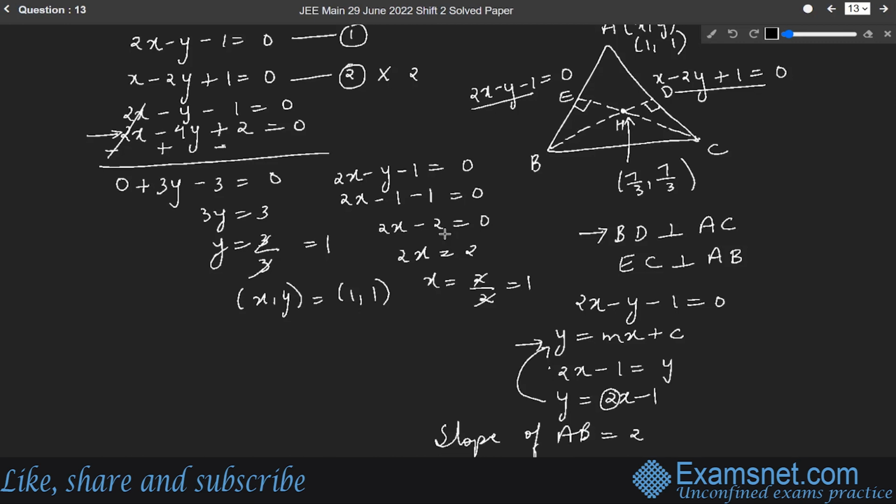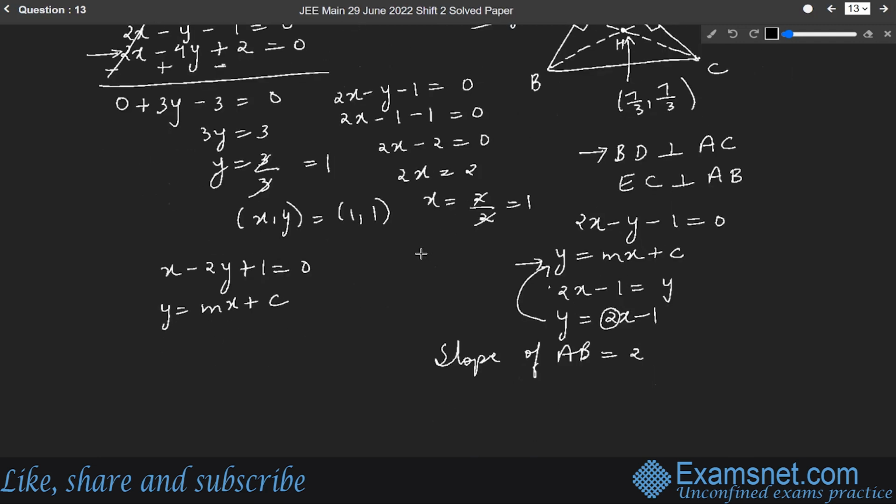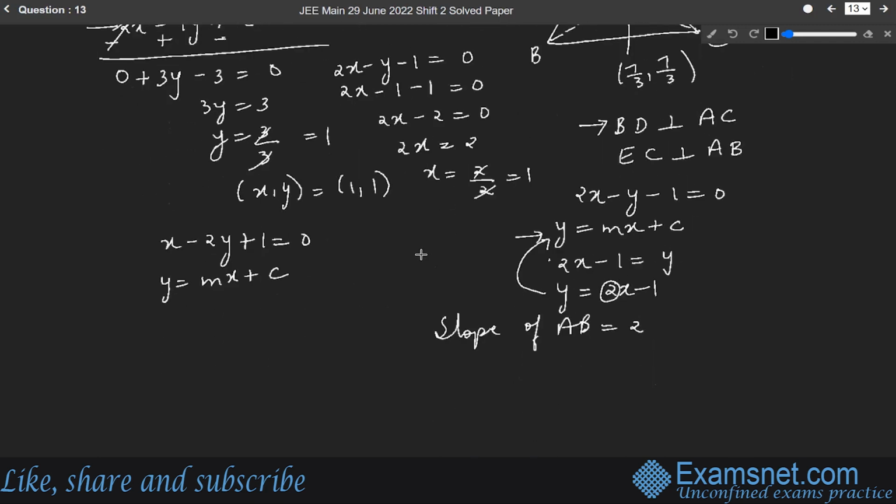Similarly, if we talk about AC, the equation for AC is x minus 2y plus 1 is equal to 0. And the standard form is again y is equal to mx plus c. So let us convert this equation in this form. We have x minus 2y plus 1 is equal to 0, right? So it can be written as x plus 1 is equal to 2y. But we want y on one side. So let us do one thing. Let us take this 2 on the other side.